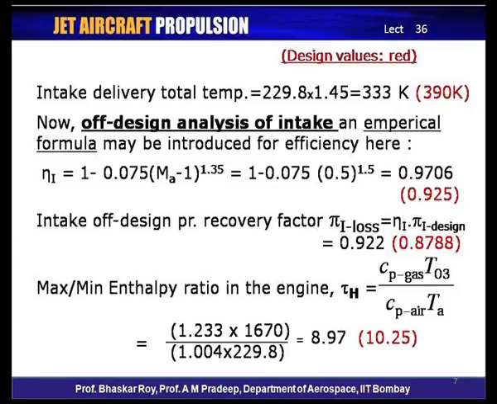So, if we look at the empirical formula that may be used, it says that the intake efficiency eta I can be 1 minus 0.075 into (M a minus 1) to the power 1.35. Now, this essentially gives us a first cut notion of what the intake efficiency could be, and that comes out to be 0.9706.